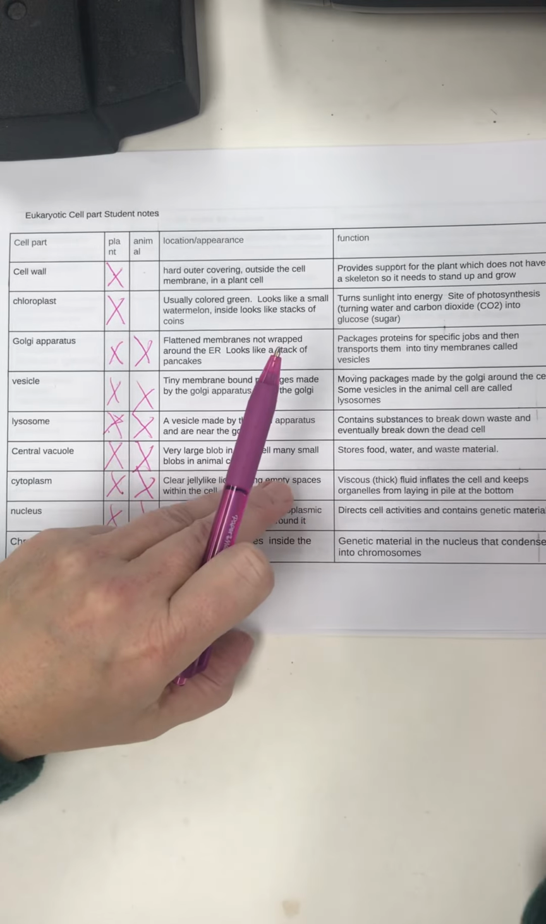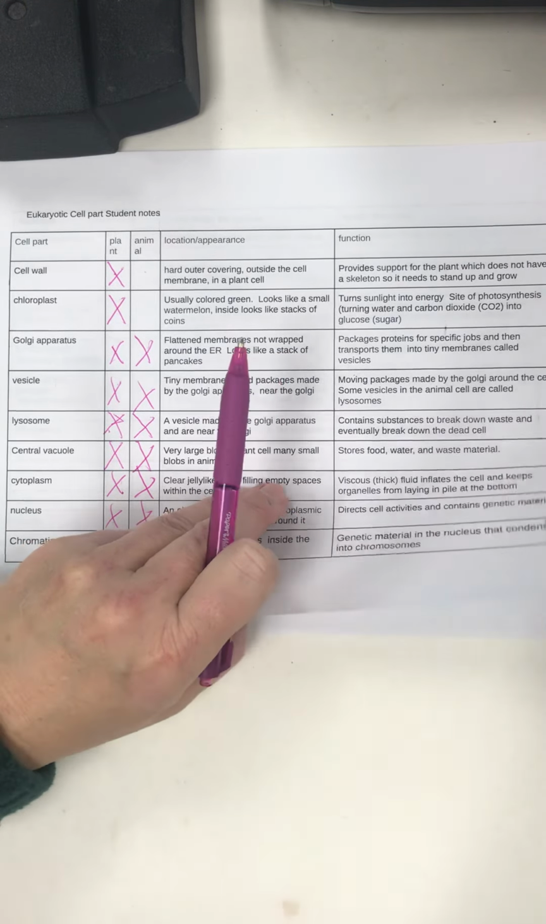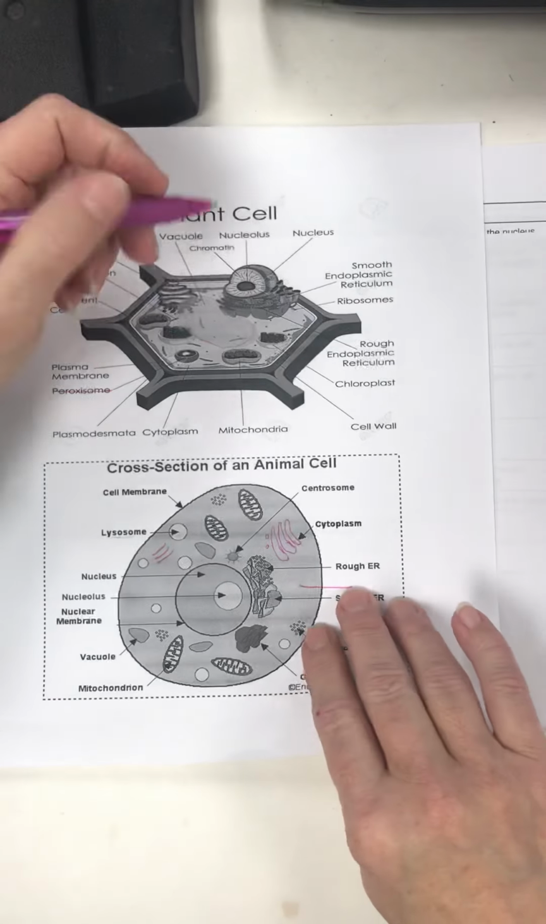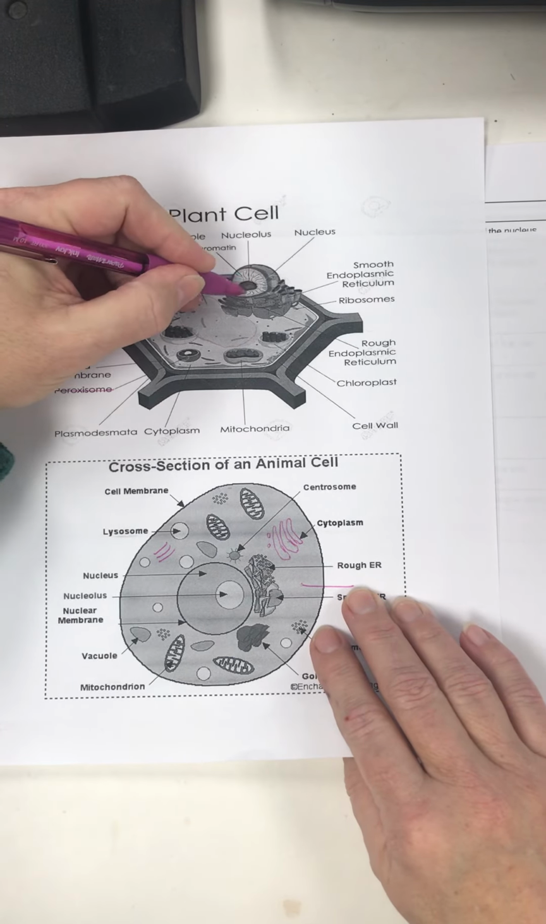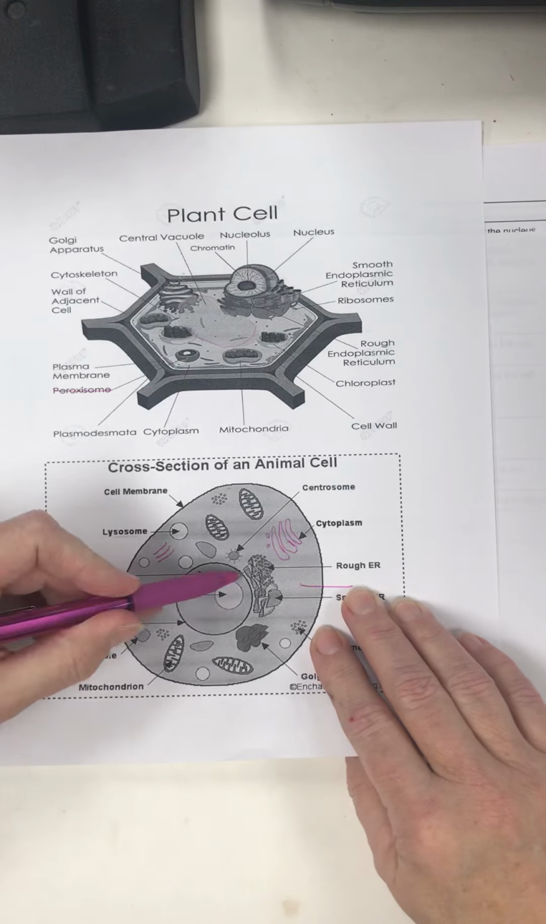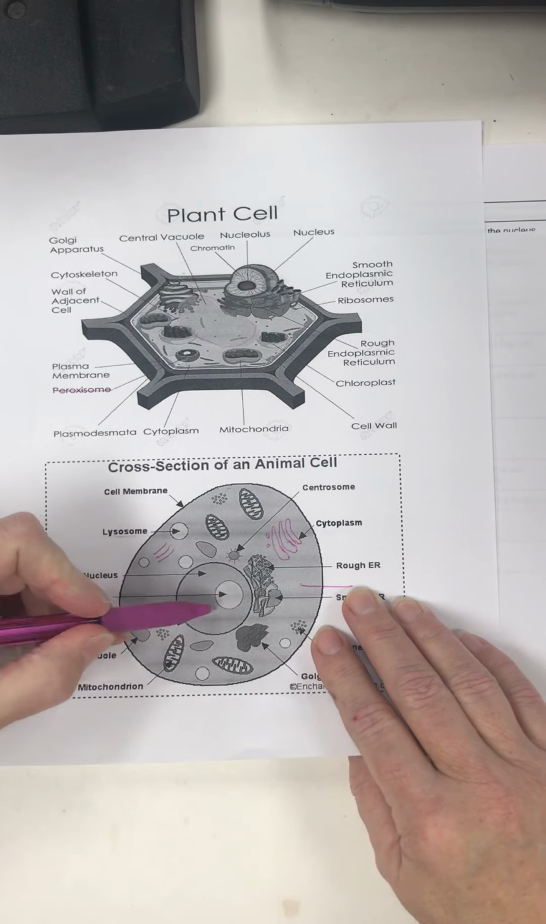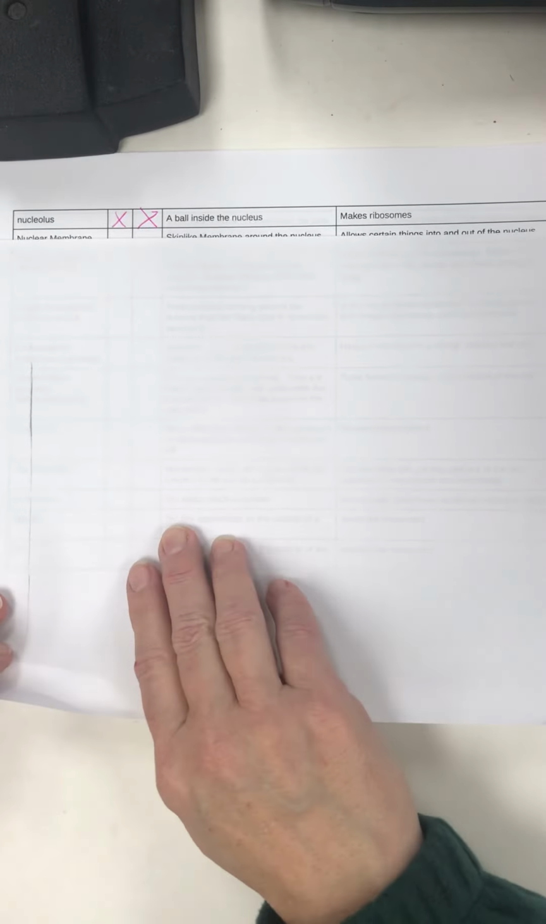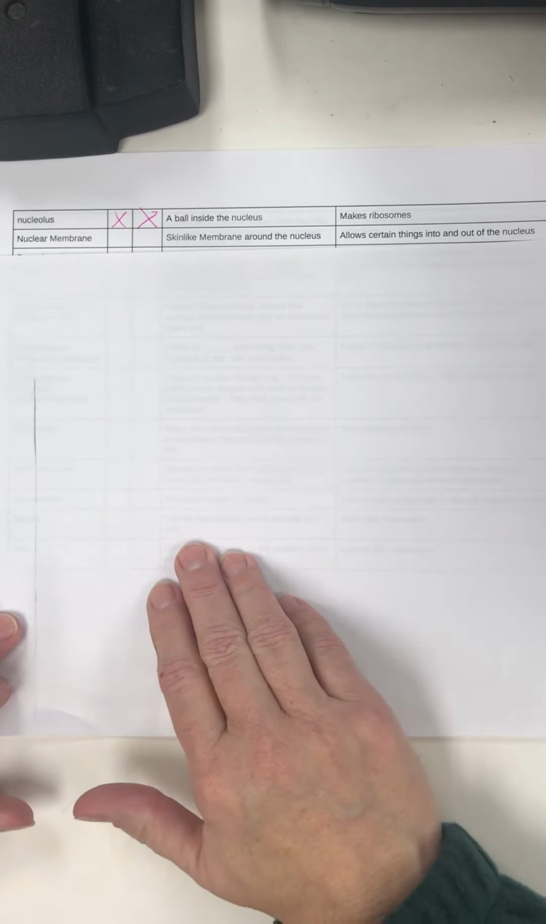Okay, let's get to the second page. I'm going to do this in 2 videos. So, okay, the first one is a nucleolus. The nucleolus is in both. The ball inside the nucleus makes ribosomes. So inside the nucleus, there's another little ball called the nucleolus. And it makes ribosomes, which we'll get to in a minute. We'll do a couple more and go on to the next video.